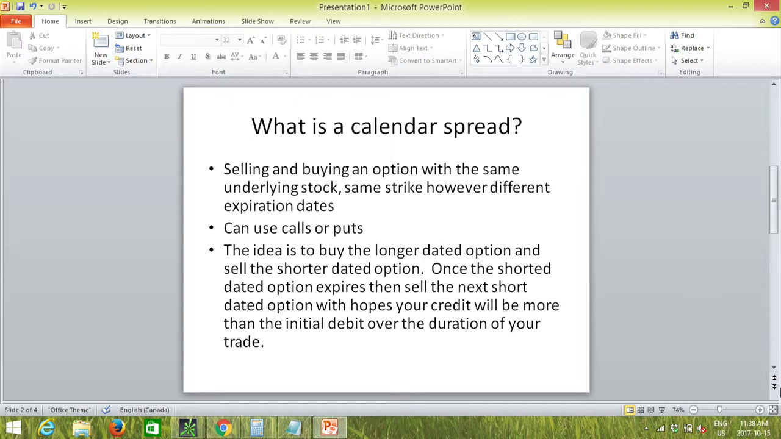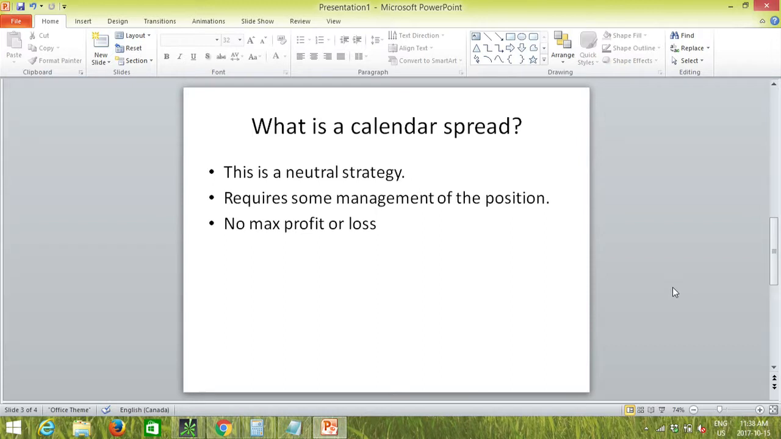So this is a neutral strategy. It requires a lot of tweaking and management of the position, sort of constantly looking at it, because you want to keep an eye on that. You may also have to roll out a shorter dated option if it's in the money. You can obviously get into higher commission costs, because you're doing more trades with the position.